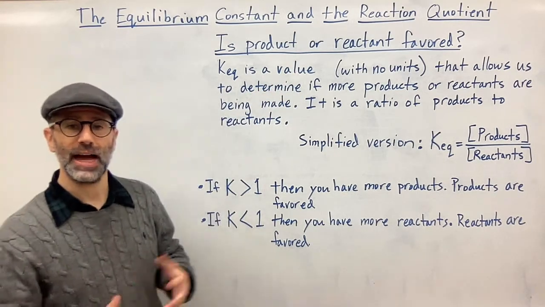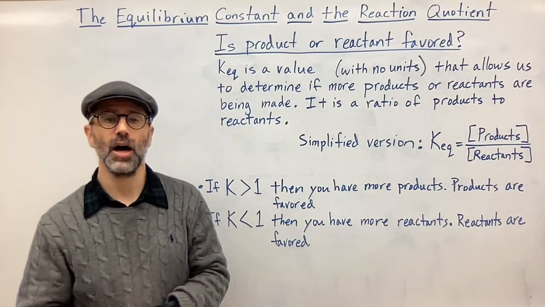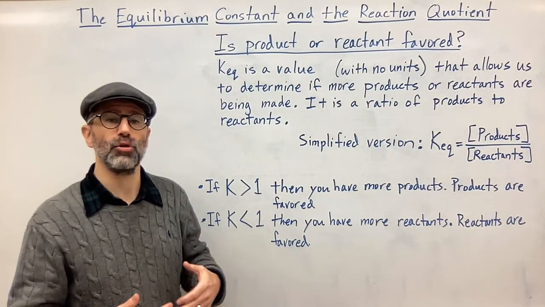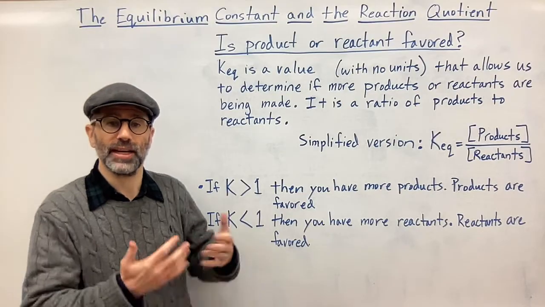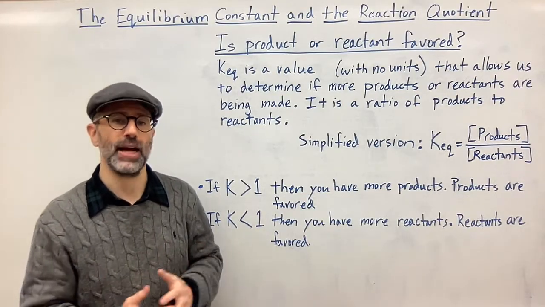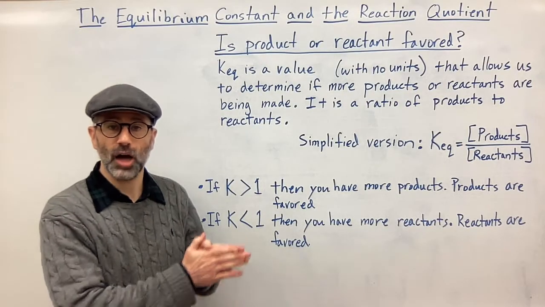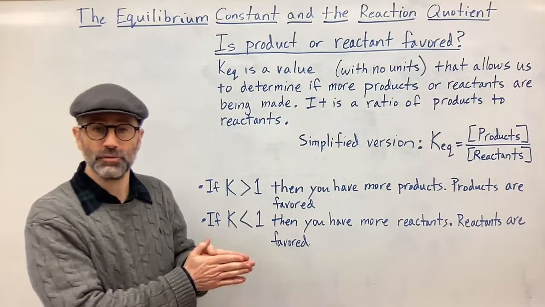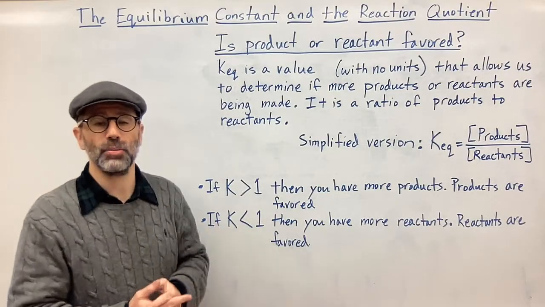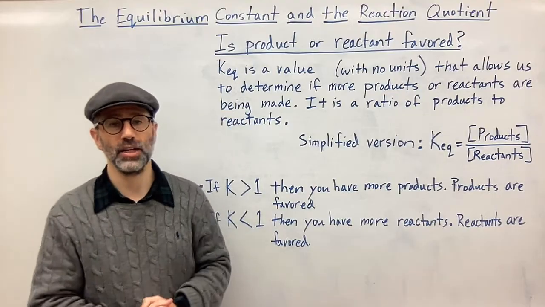that allows us to determine if more products or reactants are being made. So if you are given the KEQ or the K of a reversible reaction, that will tell you if products are favored, meaning you have more products at equilibrium, or if reactants are favored, meaning you have more reactants at equilibrium.